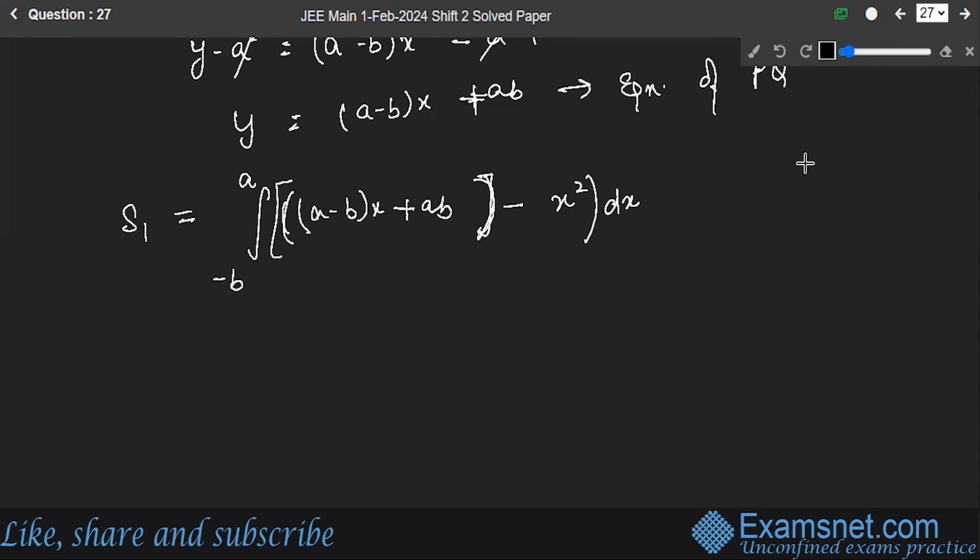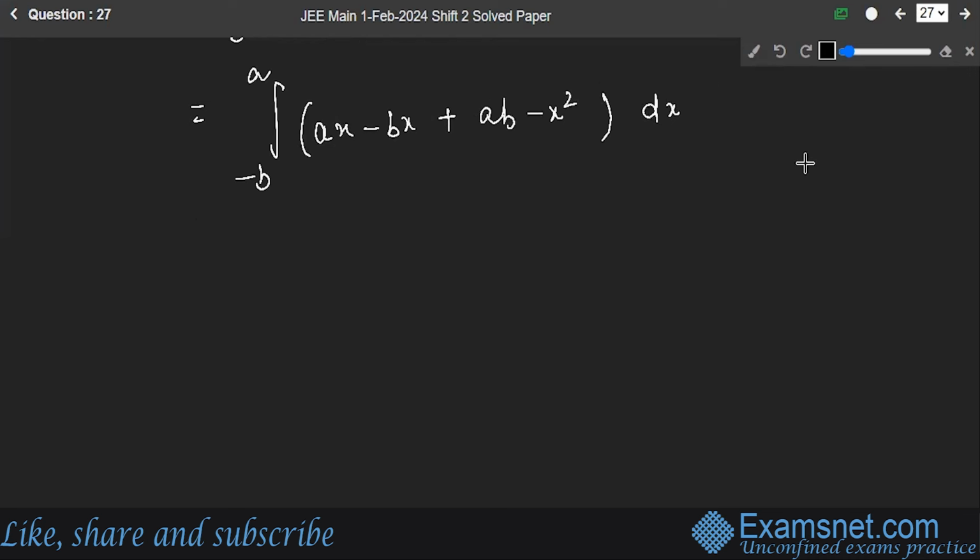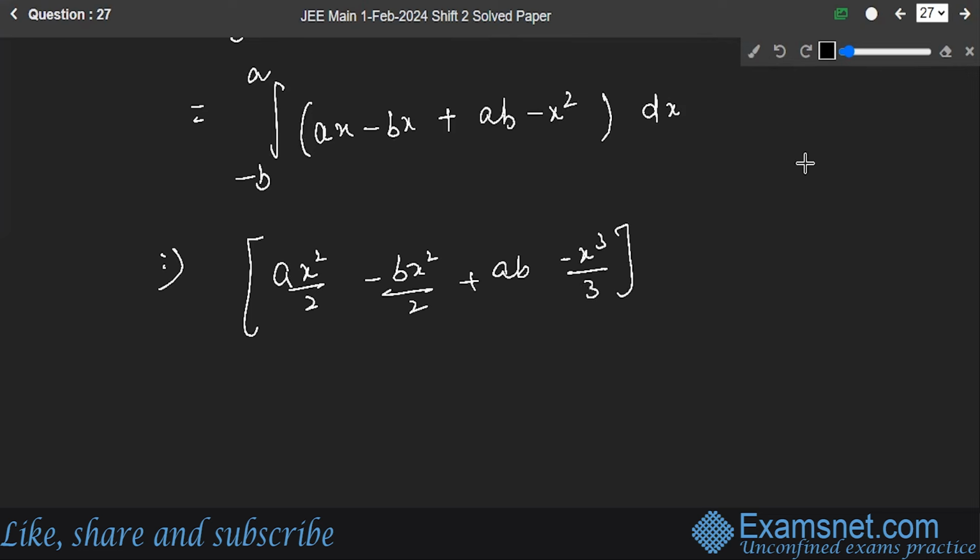Okay, so now we just have to find out the integral. Easy one. This will be equal to the integral of (A x minus B x plus AB minus x square) dx. So this will be equal to AX square upon 2, minus BX square upon 2, plus ABX, minus X cube upon 3. This is minus B and this is A. So you have to fill in the limits now.